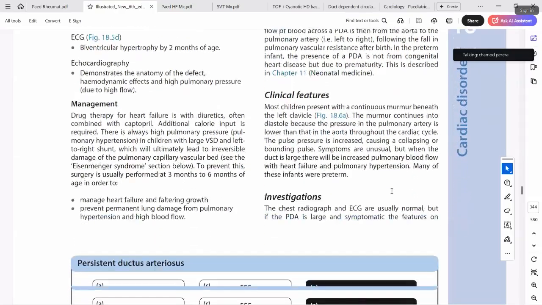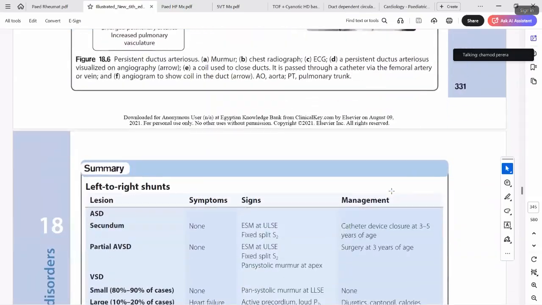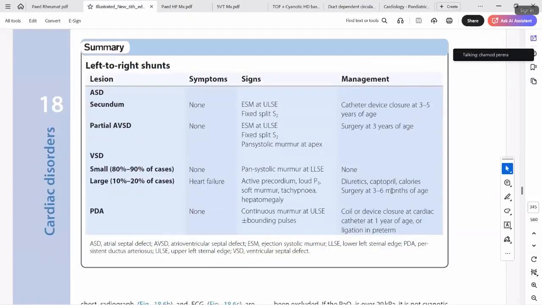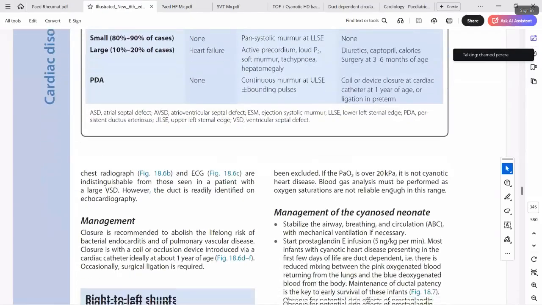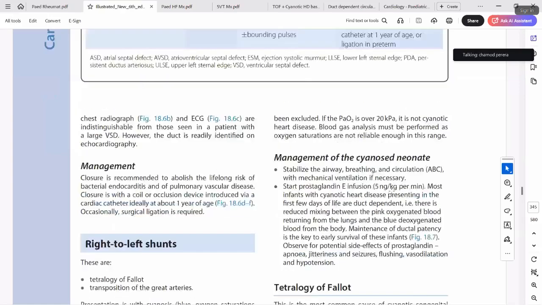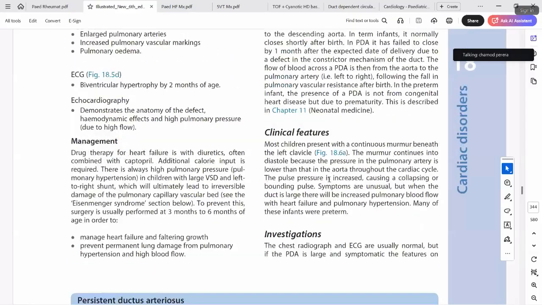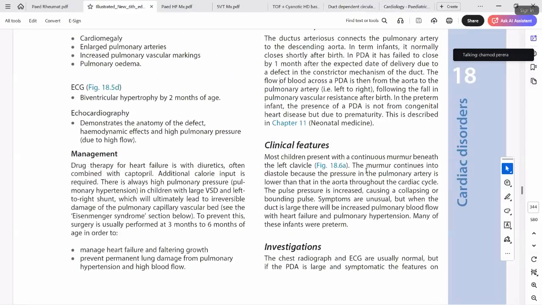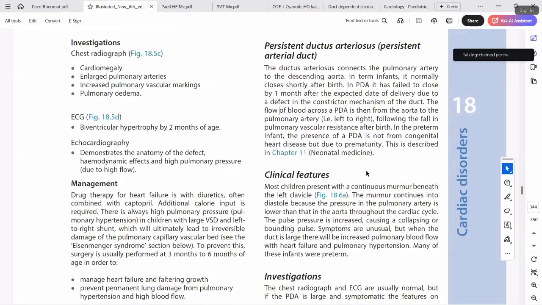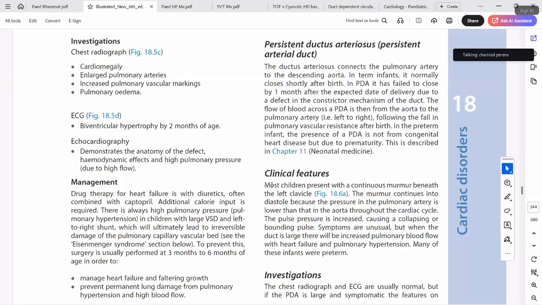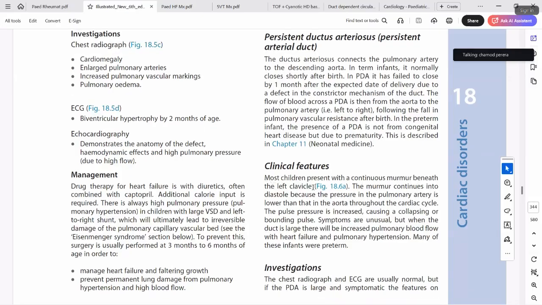So for the ductus arteriosus, there are two types mainly. There's an adult type ductus arteriosus, and the other ductus arteriosus, which we learn under duct dependent circulation. In duct dependent circulation, the ductus arteriosus causes severe manifestations, but the other variety does not cause that much critical manifestation. In those patients, they will get a continuous murmur beneath the left clavicle.